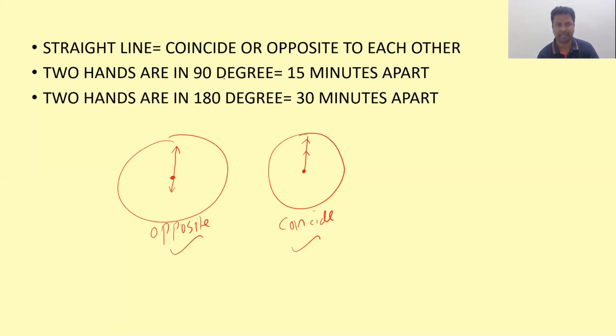And the hands of the clock at 90 degrees, for example, 3 o'clock. At 3 o'clock, 90 degrees means a 15 minutes gap. In the same way, 180 degrees means a 30 minutes gap. So a straight line can be called opposite direction, that is hands facing opposite, or again, the same direction. Between two hands, if the angle is 90 degrees, there will be a 15 minutes gap. If it is 180 degrees, then it is a 30 minutes gap.